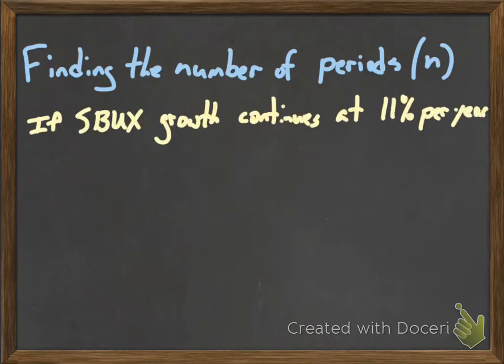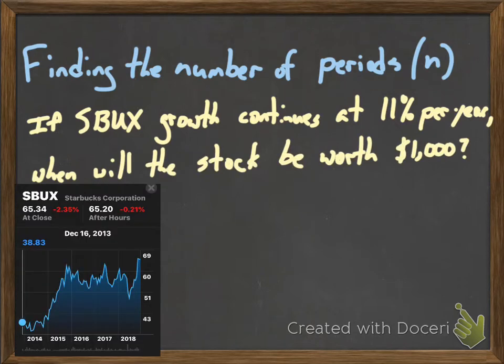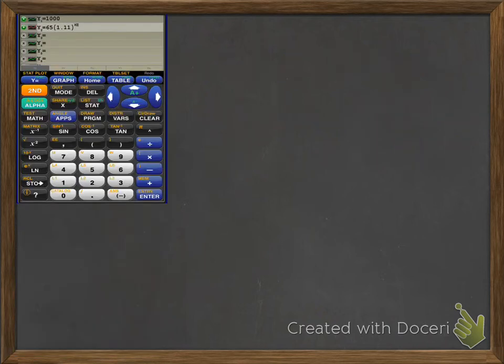So let's say if Starbucks growth continues at 11% per year, when will the stock be worth $1,000? That's what we want to figure out. So if I'm going to invest in Starbucks, now 11% growth over the next however many years is kind of unreasonable to expect, but when would the stock be worth $1,000 in that case? Or this is really good for interest rate calculations, because a lot of times interest rates are fixed, and so you can forecast out for say 30 years how much interest you're going to pay for something, and how much you're going to owe at the end of the time.